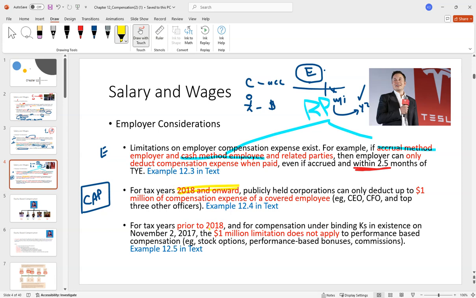You can look at prior law, but I'm not going to be concerned with old stuff, though there are certain people who are grandfathered in. But right now, under current law, if you have a covered employee, like a CEO or a CFO, like Elon Musk here is the CEO of Tesla, you're only going to be able to get a deduction for up to $1 million of compensation expense for that individual. Let's look at 12.4.